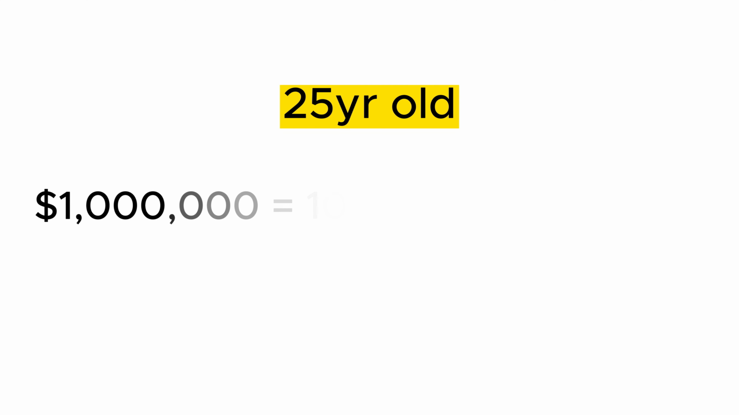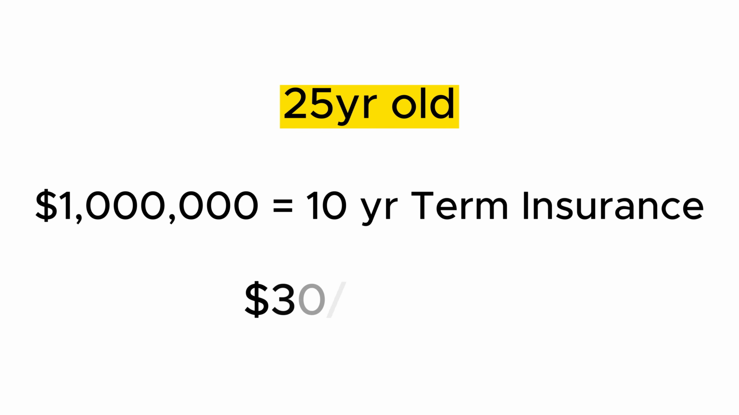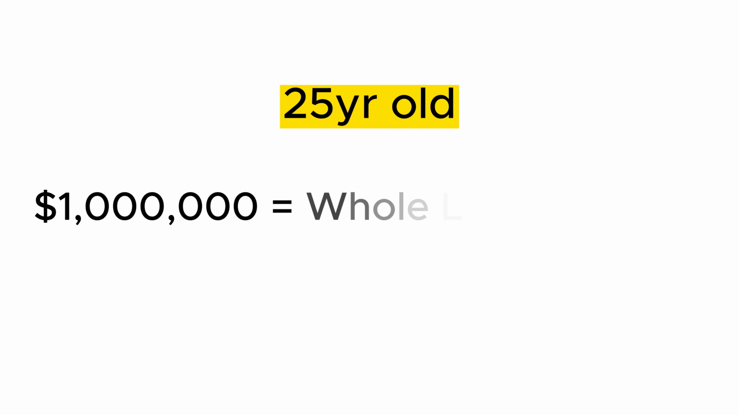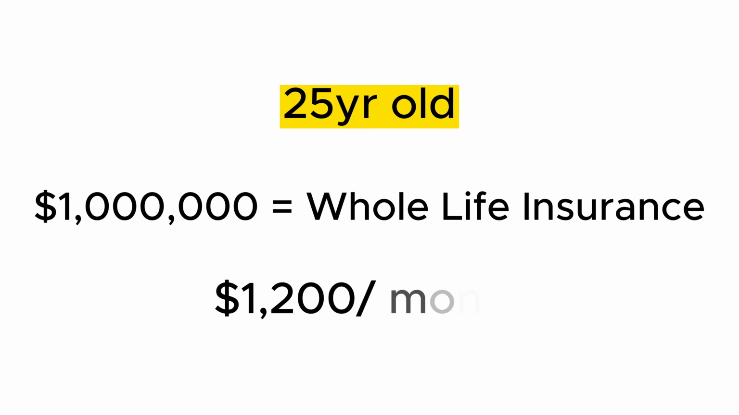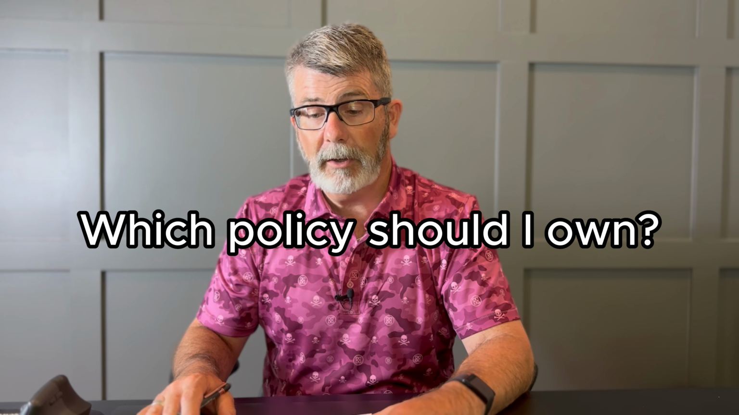Now here's the difference. For a 25-year-old, $1 million of 10-year term insurance might be $30 a month. $1 million of whole life might be $1,200 a month. So the question is, which policy should I own? I said the one that's in force when you die. $1 million of whole life and $1 million of term both pay out the same amount.